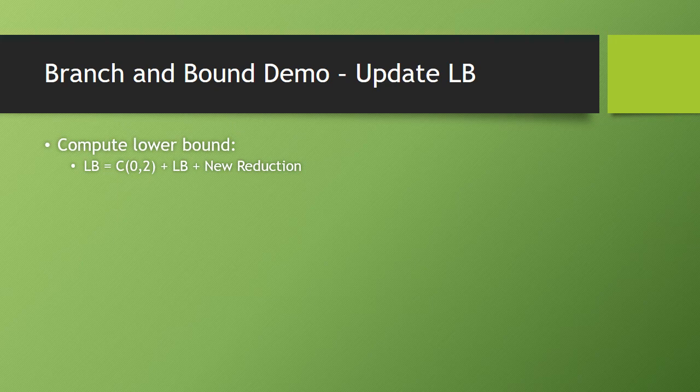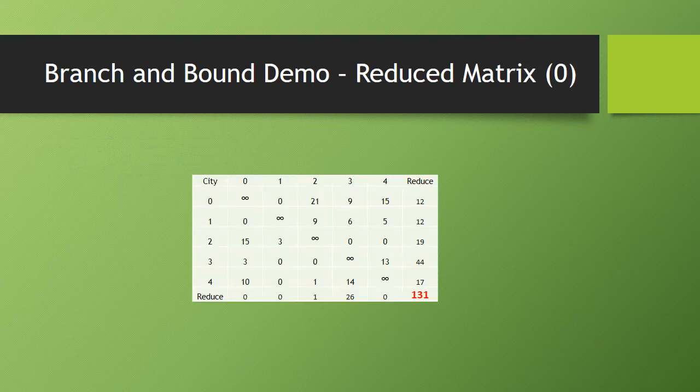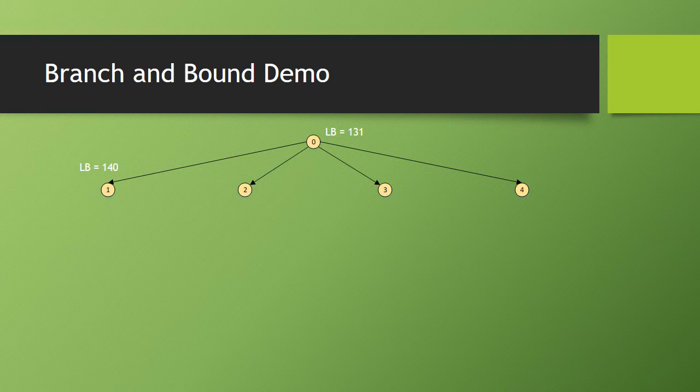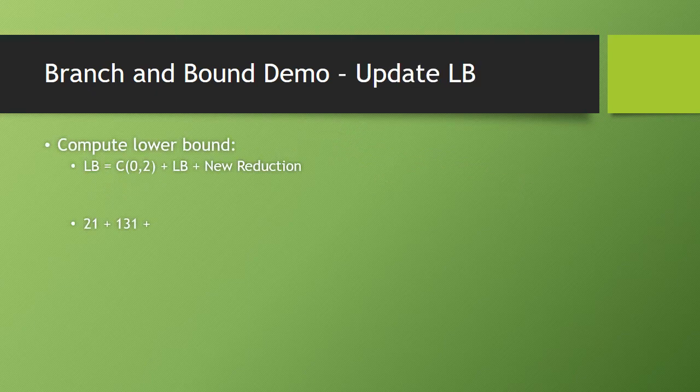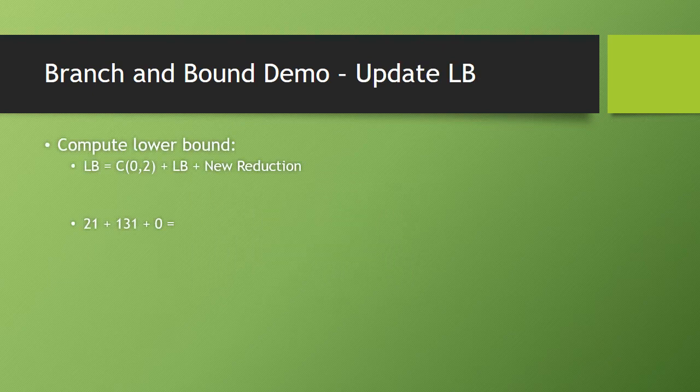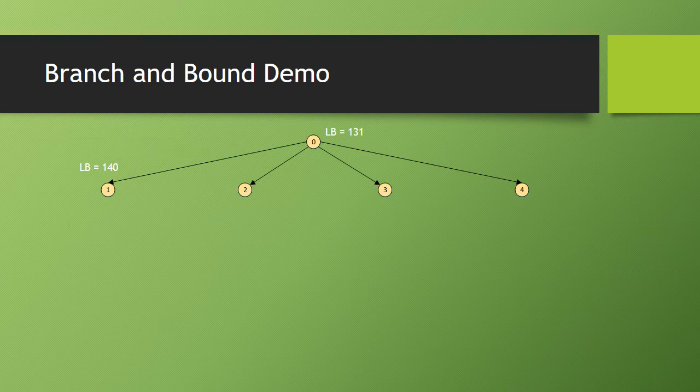So now we compute our new lower bound for traveling from 0 to 2, and we go to our originally reduced matrix, and we find that traveling from 0 to 2 costs 21 miles. And then we add our lower bound, which was 131, and then the new reduction, which is 0, and that gives us a lower bound for this city of 152. So we go back to our tree and we plug in 152.